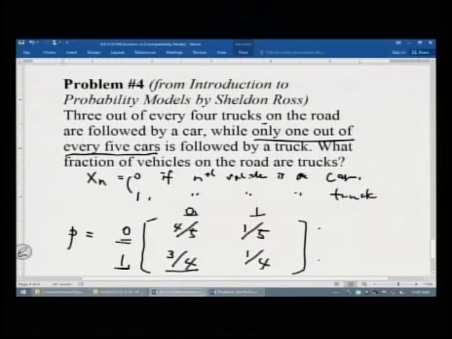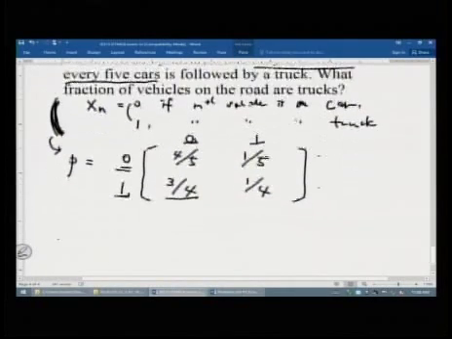So again, defining the state of the system is very important, right? If you define the state of the system, then the next step is very easy to do. Not always, but okay, most of the time.